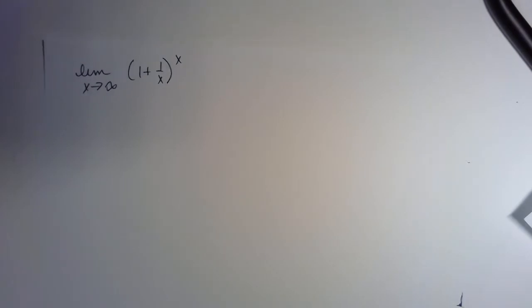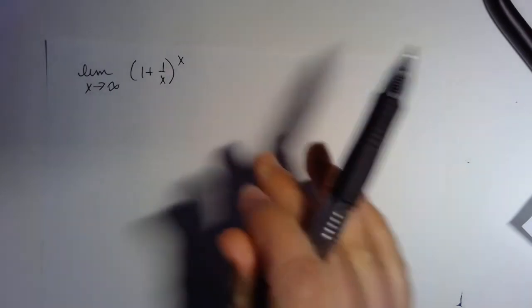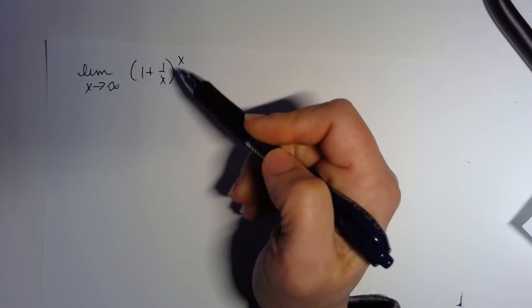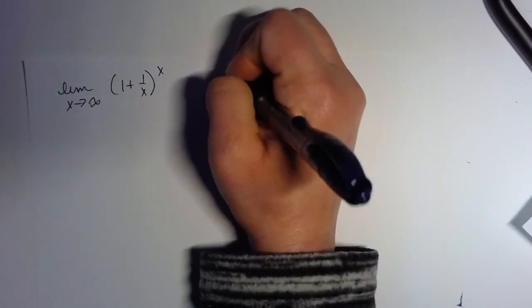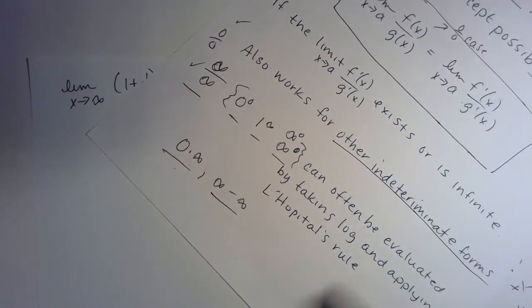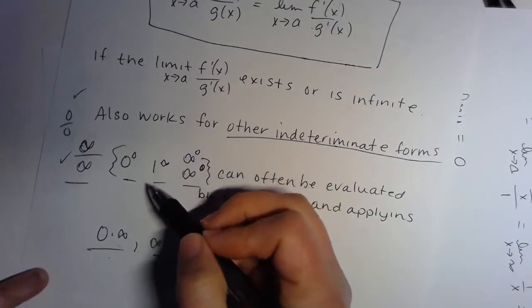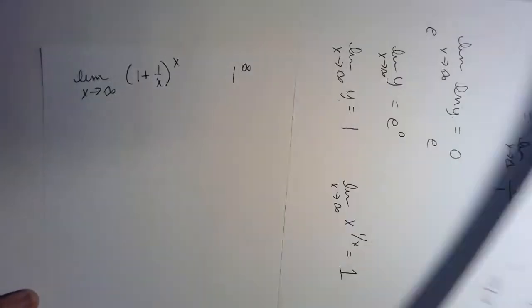All right, I'm going to do one more, a slightly more complicated case. If I look at the limit as x approaches infinity, on the inside this I know is 0, so I'm going to get basically 1 to the infinity. So this is a 1 to the infinity case. This can often be evaluated by taking the log and applying L'Hopital's rule, so we're going to do the same thing here.